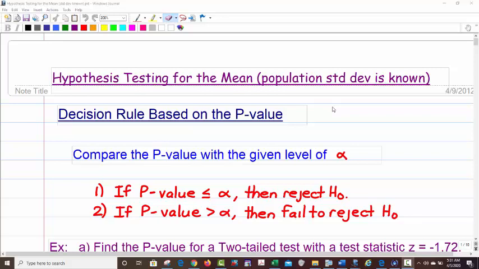Hello, this video is entitled Hypothesis Testing for the Mean, population standard deviation known. Sufficiently large samples can also fall into this category if it's not known. But the hard and fast definition is that we would know the population standard deviation or a good approximation of it.